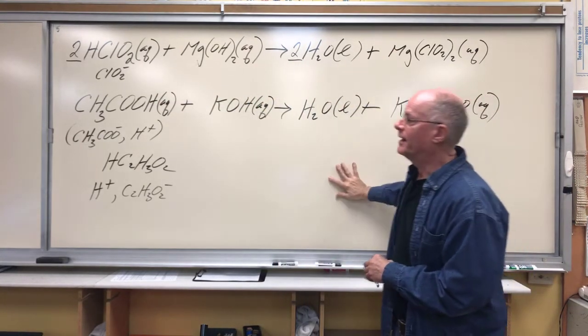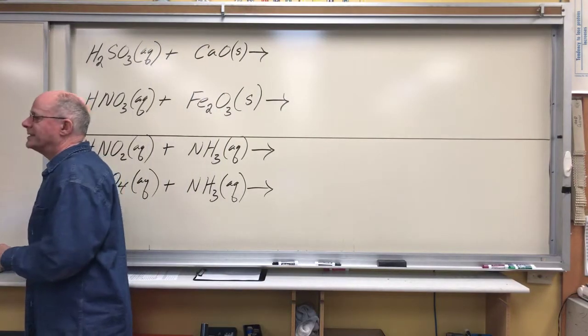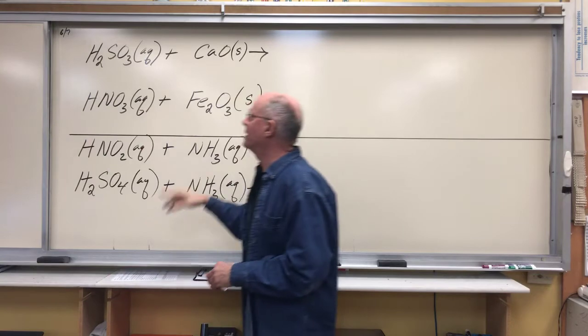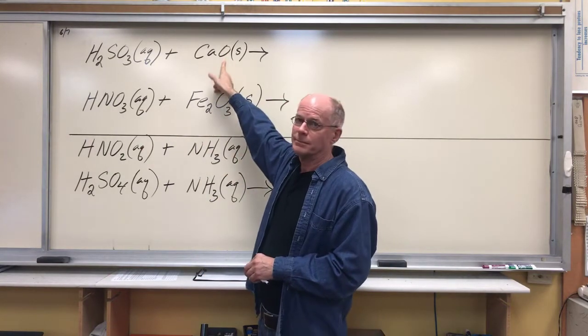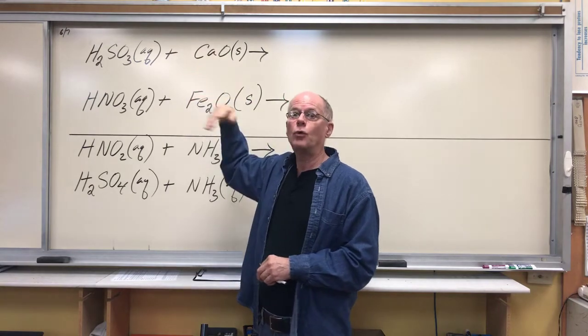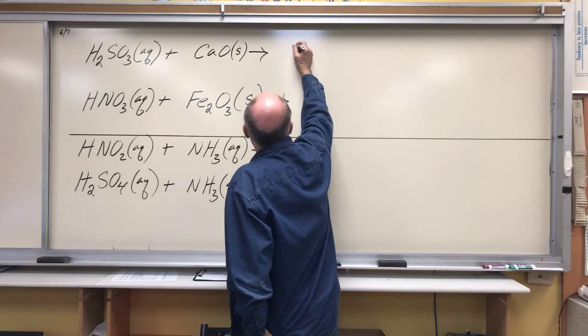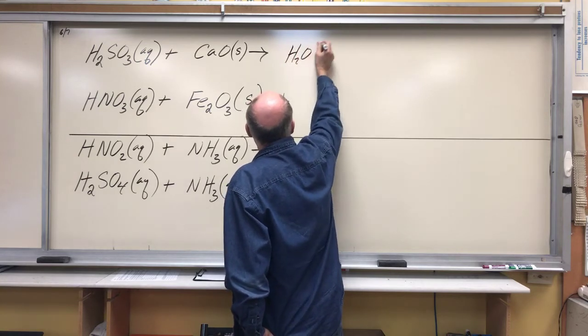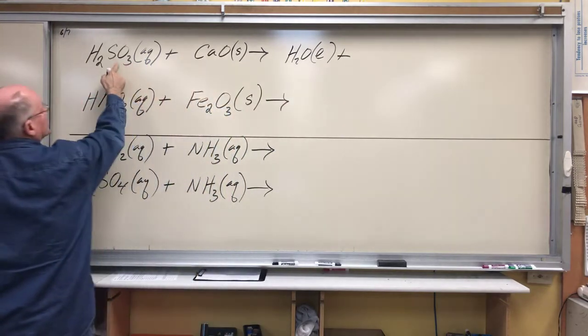a salt. The next has exactly the same products, except instead of a metallic hydroxide, it's a metallic oxide. So an acid and a metallic oxide will form water and a salt. So water, and the salt will be calcium sulfite.